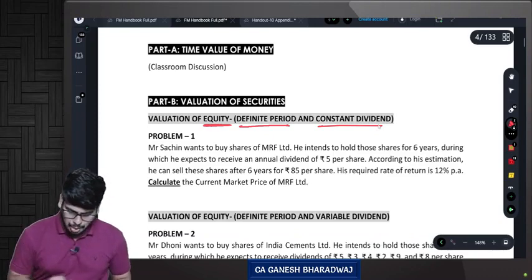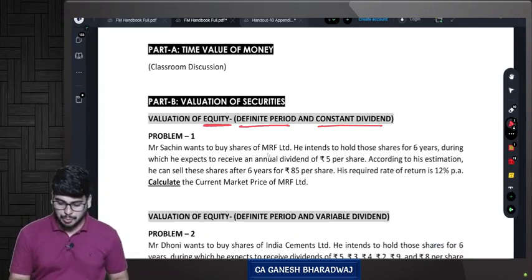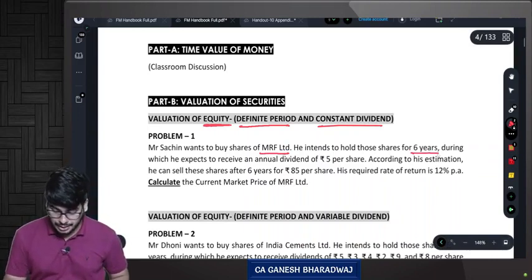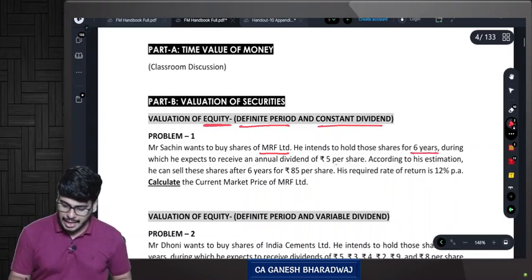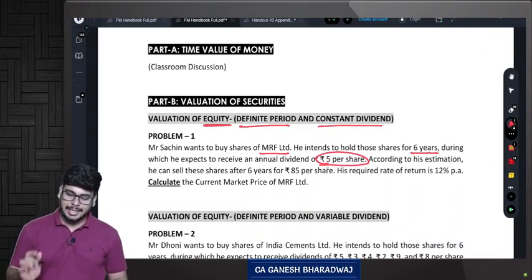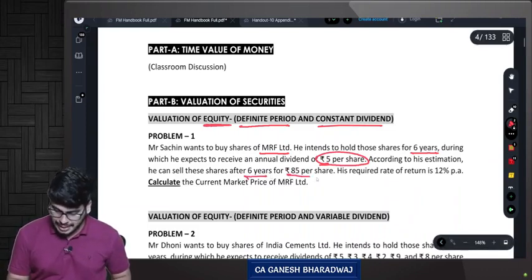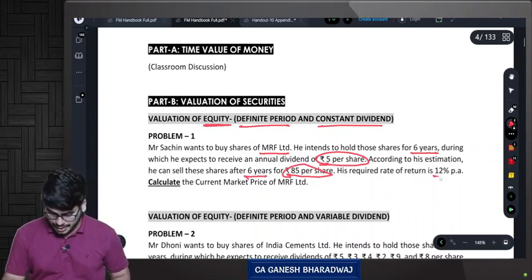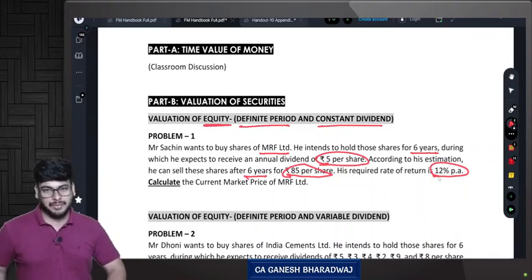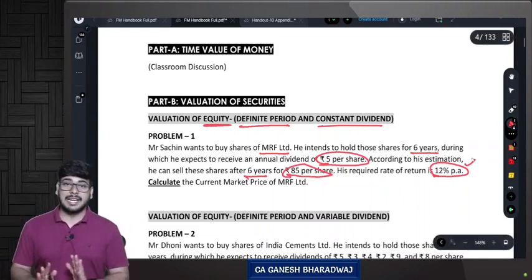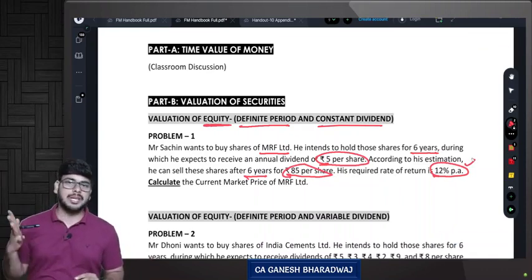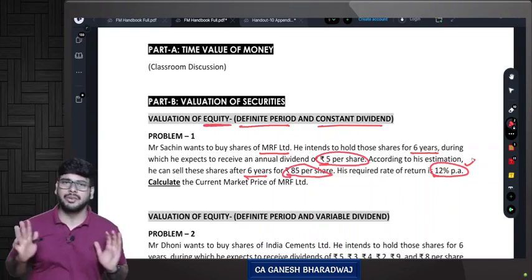Right. Problem number 1. Mr. Sachin wants to buy shares of MRF Limited. He intends to hold those shares for 6 years, during which he expects to receive an annual dividend of rupees 5 per share. According to his estimation, he can sell these shares after 6 years for rupees 85 per share. His required rate of return is 12%. Calculate the current market price of MRF Limited. Now, this 12% rate and all is given. When the discount rate is given, future value is also given, period is also given. Calculate the present value. Very simple, right?